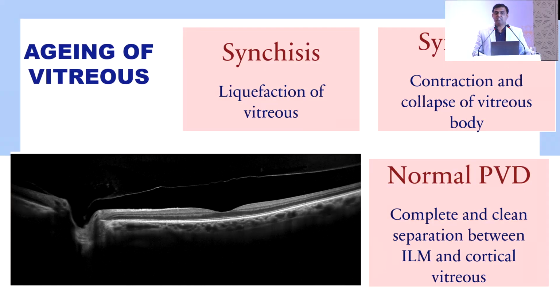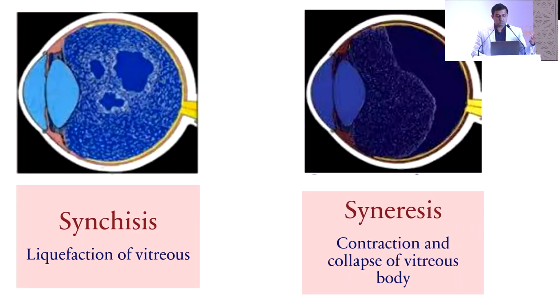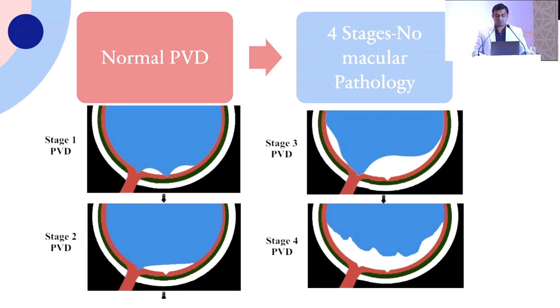Now when we say aging of the vitreous, what do we call it as? Synchysis is nothing but liquefaction of the vitreous, and syneresis is contraction and the collapse of the vitreous body. So look at these figures, synchysis is the liquefaction and the syneresis is the contraction and the collapse of the vitreous body.